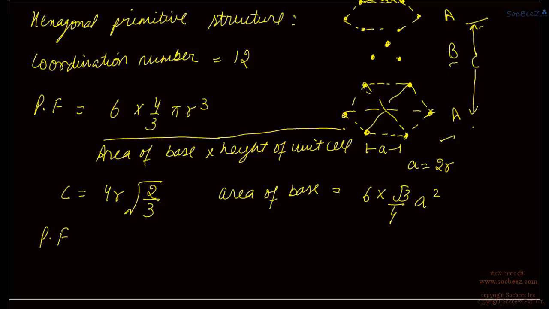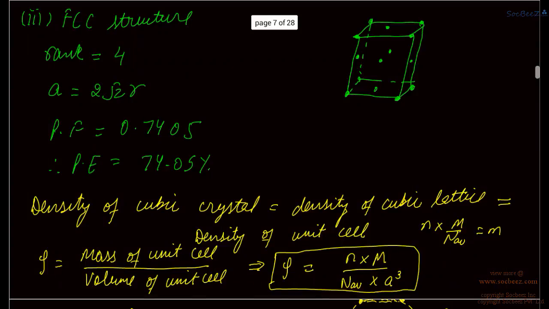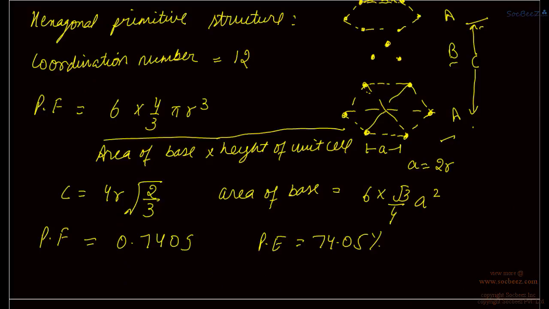Okay, now if we substitute all of these values in packing fraction, we get the value of packing fraction as 0.7405, or packing efficiency equals 74.05%, which is the same as that of FCC structure. So we can say that FCC structure and hexagonal primitive unit cell are the most efficient type of structures.